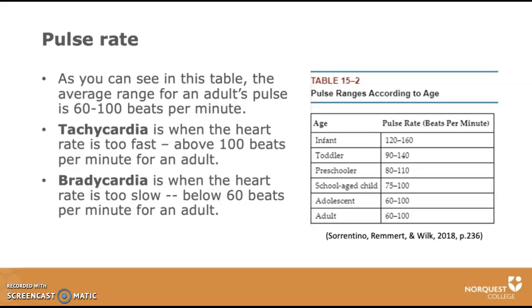As you can see in this table, the average range for an adult's pulse is 60 to 100 beats per minute. Tachycardia is when the heart rate is too fast, above 100 beats per minute for an adult. Bradycardia is when the heart rate is too slow, below 60 beats per minute for an adult.